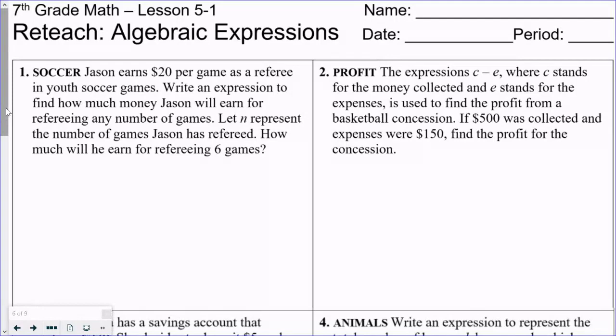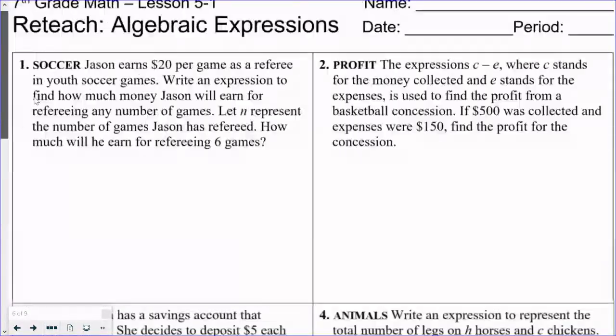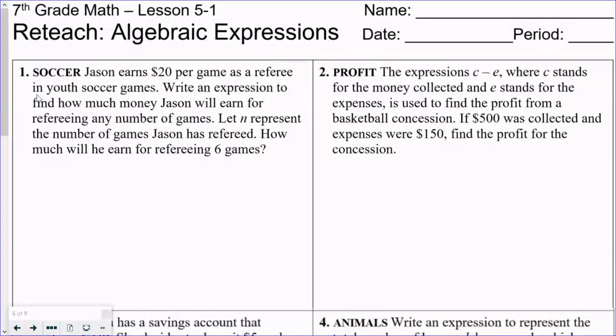Okay, so today we have some that are word problems. There are 6 total word problems. I'm going to do a couple with you, and then I highly suggest you go and try to do a couple more on your own. Okay, so let's look at the first one. Jason earns $20 per game as a referee in youth soccer games. Write an expression to find how much money Jason will earn for refereeing any number of games. Maybe he does more games one year than another year or different season. We're going to let n represent the number of games that Jason has refereed.